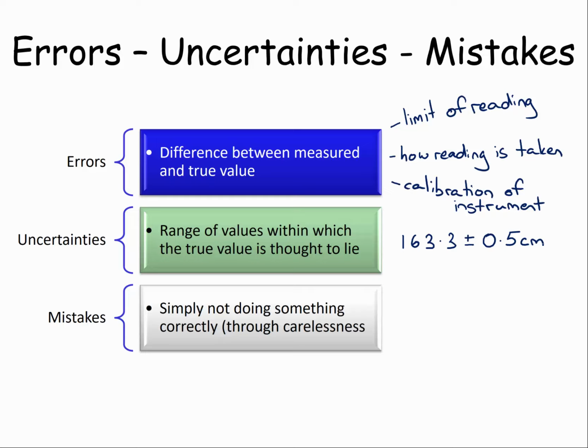It's not an error. Recording a measured length as 10 centimetres when you were actually using a ruler that had inch units is a mistake. It's not an error. When you discuss experimental results, you should be aiming to only discuss experimental errors and uncertainties, because your mistakes shouldn't be happening. So errors and uncertainties are unavoidable, mistakes are avoidable, and we just need to be mindful of how we use this language when we're talking about experimental procedures.